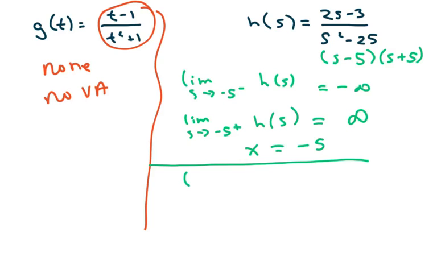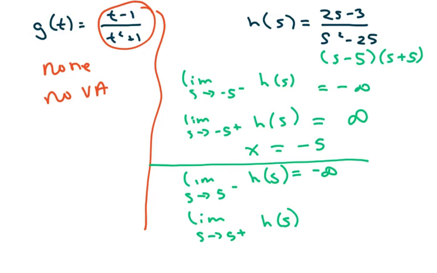So we have the limit as s approaches positive 5 from the left of h of s, and that equals negative infinity, and the limit as s approaches 5 from the right of h of s, and that equals infinity. So s equals 5 is also a vertical asymptote. This should be an s.